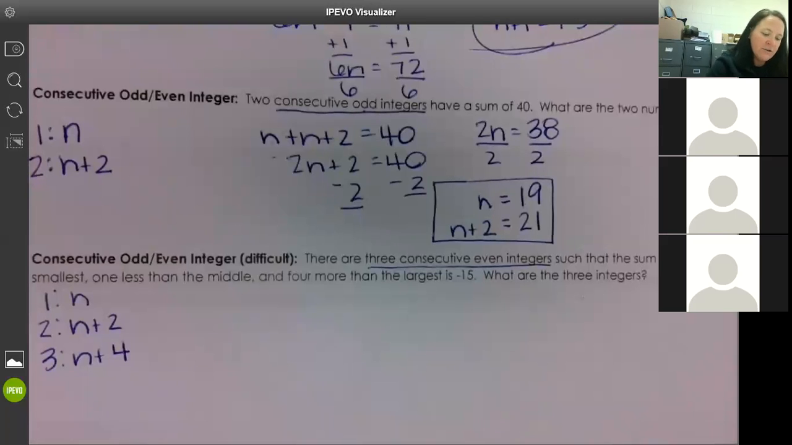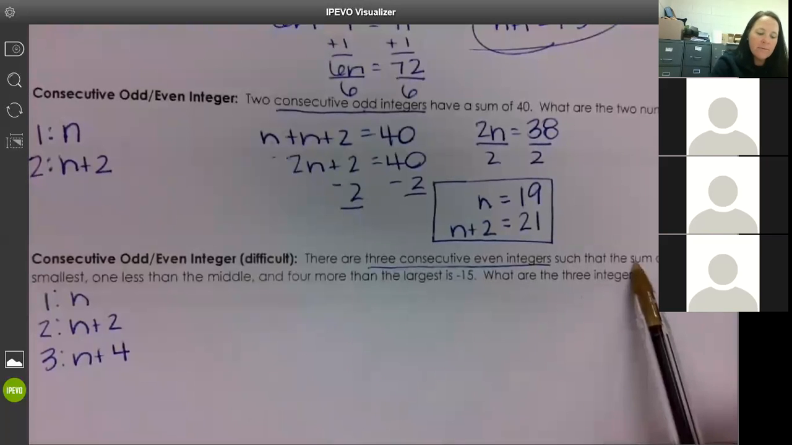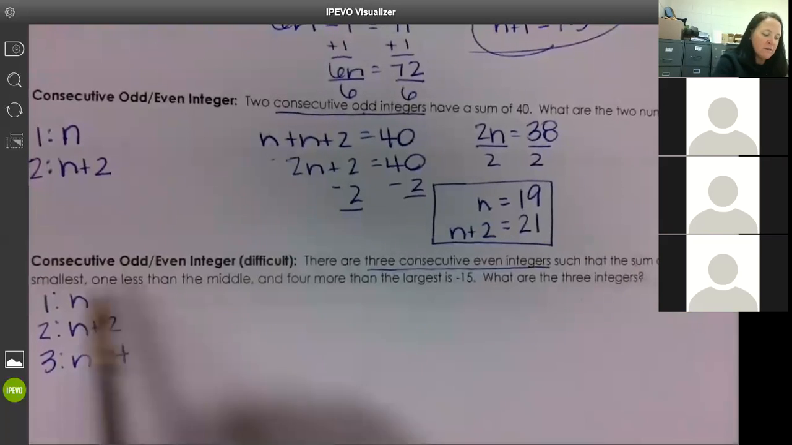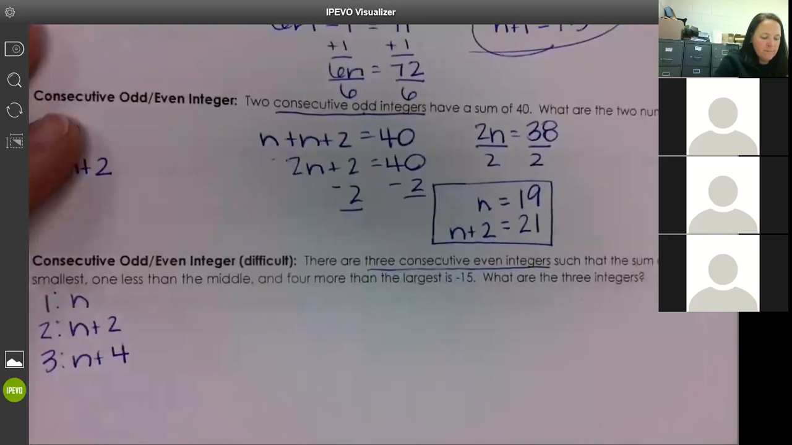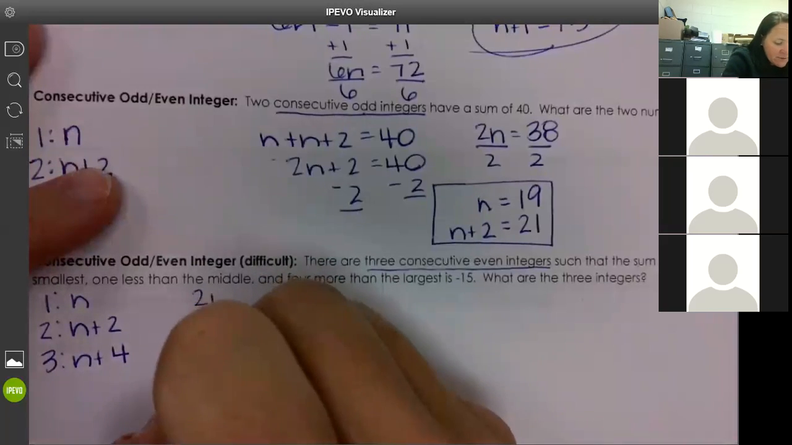All right, so I'm going to read it to you. The sum of twice the smallest, 1 less than the middle, and 4 more than the largest is negative 15. So we're going to add all these together. It says the sum of all of those. How do I do twice the smallest? Which one is the smallest? n. So how do I do twice that? 2n, 2 times that, so 2n.